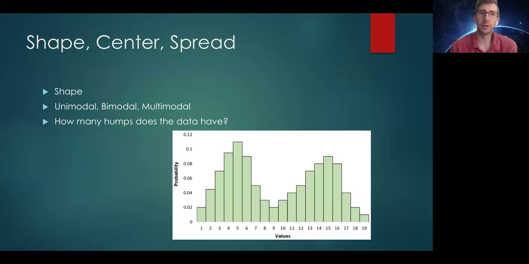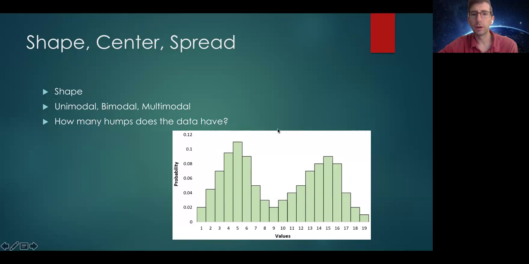And so the question here is how many humps or how many peaks really does the data have, right? Not necessarily just the peak itself, but you want to see that whole kind of hump, so to speak. So we would say this histogram, and really this data set that makes this histogram, is bimodal. So bimodal means it has two distinctive humps.